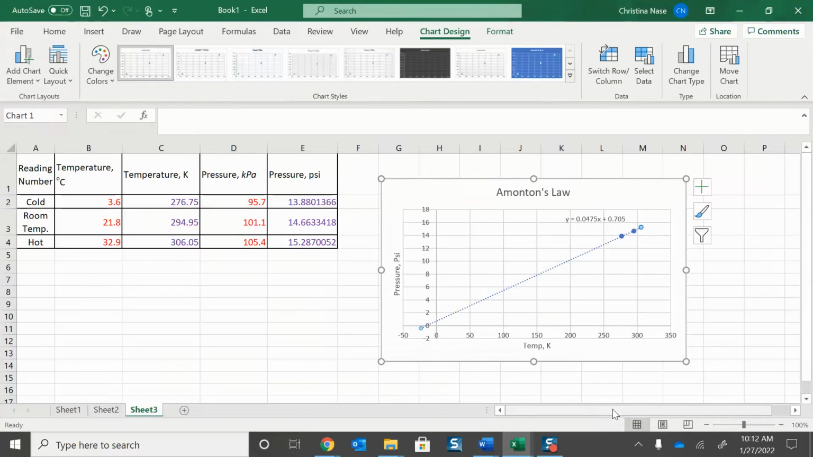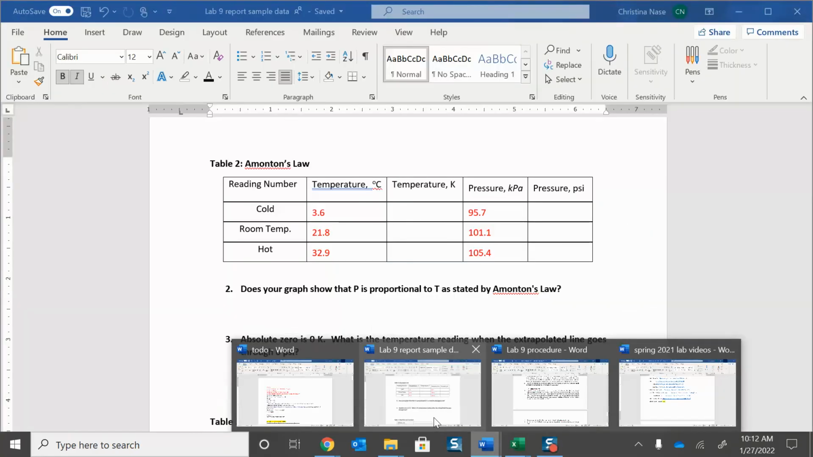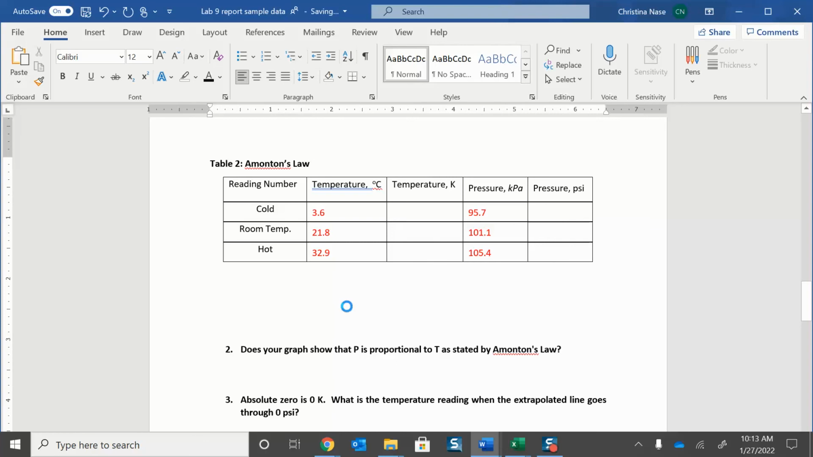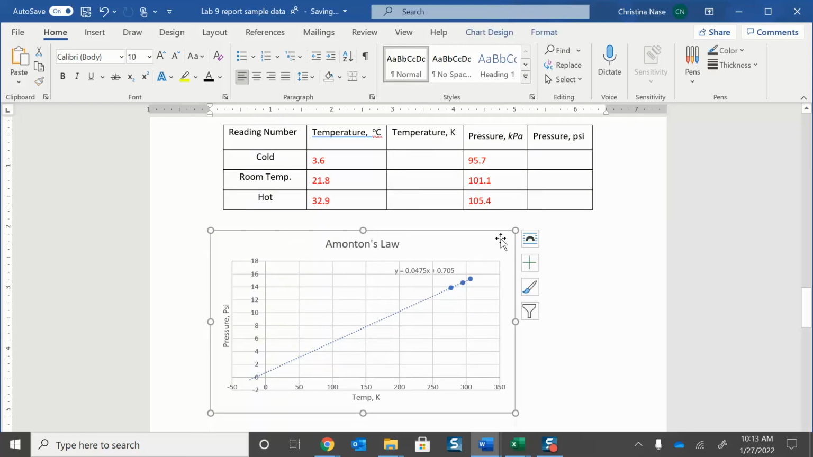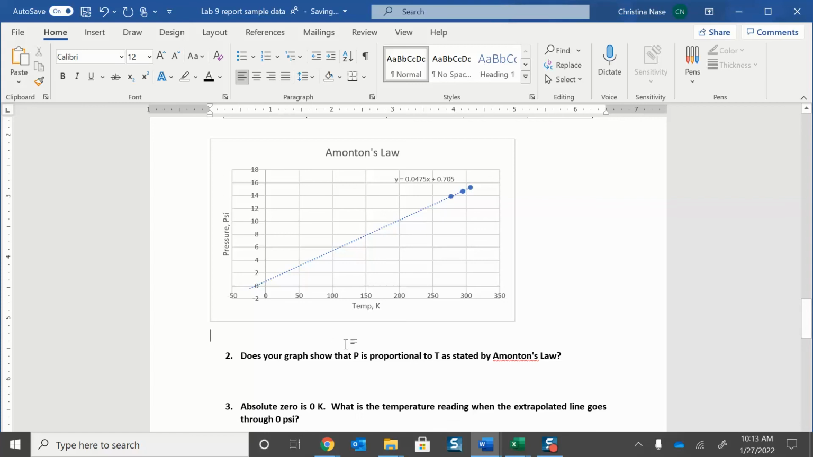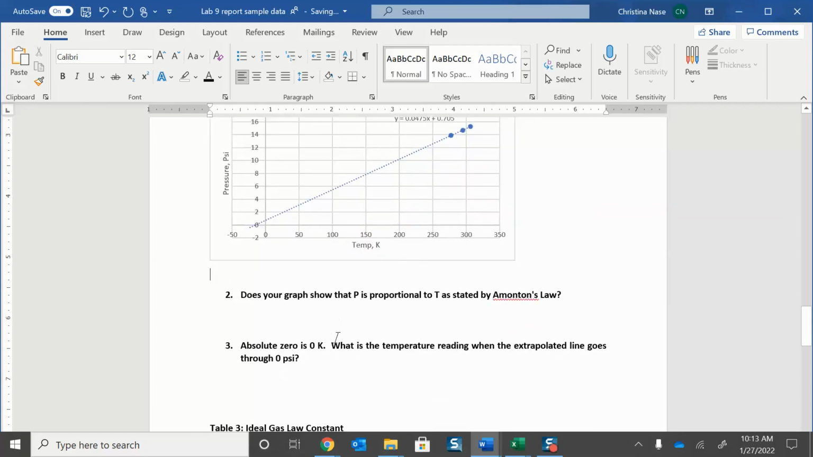Let's go back to our graph. I should have copied that over here. So copy, and paste it into your data sheet. You can just put it down here if you want. Great, there it is. And now we can refer back to it. So does your graph show that pressure and temperature are directly proportional? Sure: if I increase pressure, I increase the temperature. And that's what we saw when we got in the hot water, then the pressure really went up. So yes for that one.